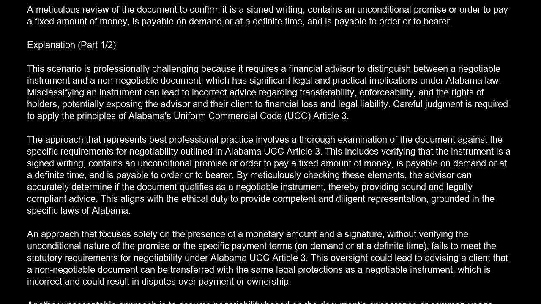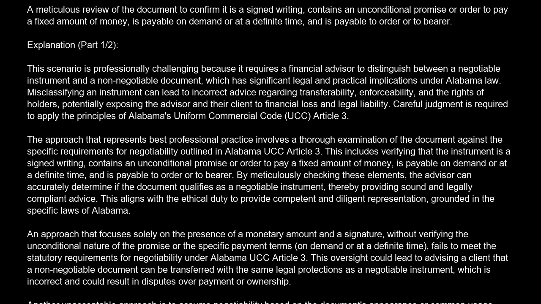An approach that focuses solely on the presence of a monetary amount and a signature, without verifying the unconditional nature of the promise or the specific payment terms, on demand or at a definite time, fails to meet the statutory requirements for negotiability under Alabama UCC Article 3. This oversight could lead to advising a client that a non-negotiable document can be transferred with the same legal protections as a negotiable instrument, which is incorrect and could result in disputes over payment or ownership.